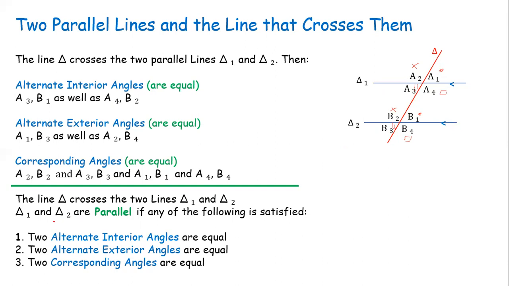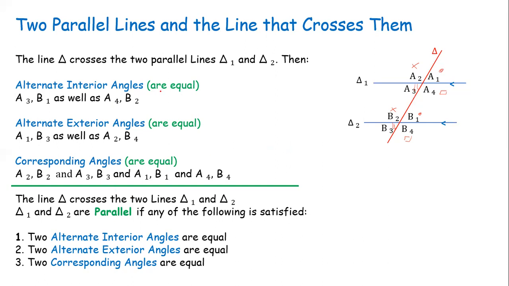Another case in which delta 1 and delta 2 could be parallel is if we could find two alternate exterior angles to be equal. For example, if we could prove that A1 and B3 are equal, or let's say A2 and B4 are equal to each other, then we conclude that delta 1 and delta 2 are parallel to each other.